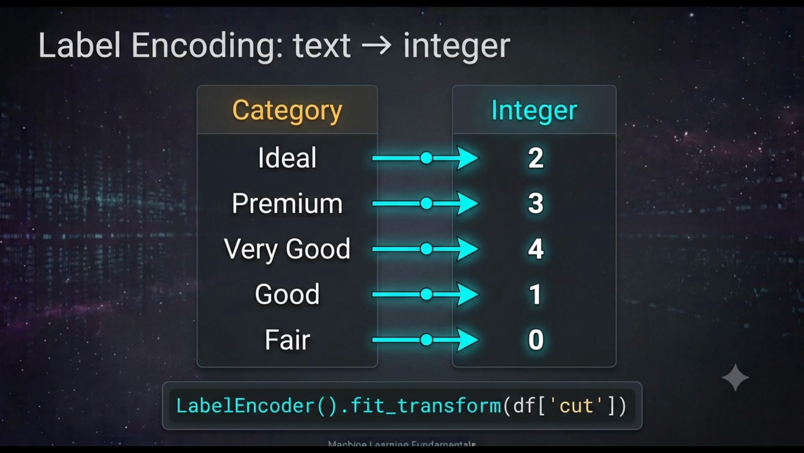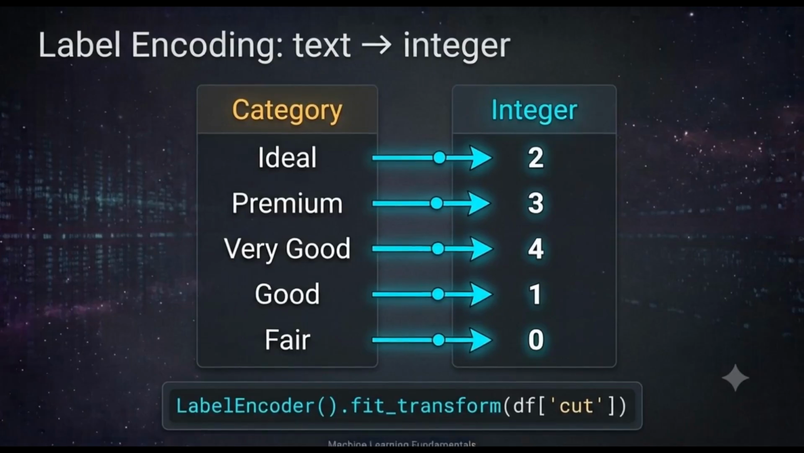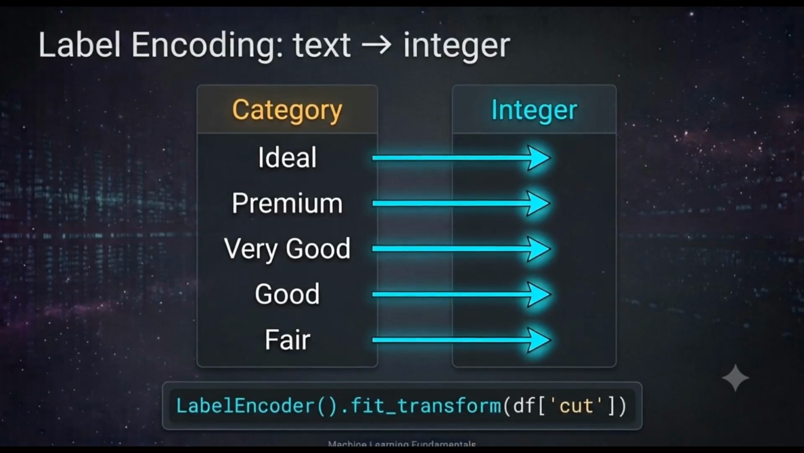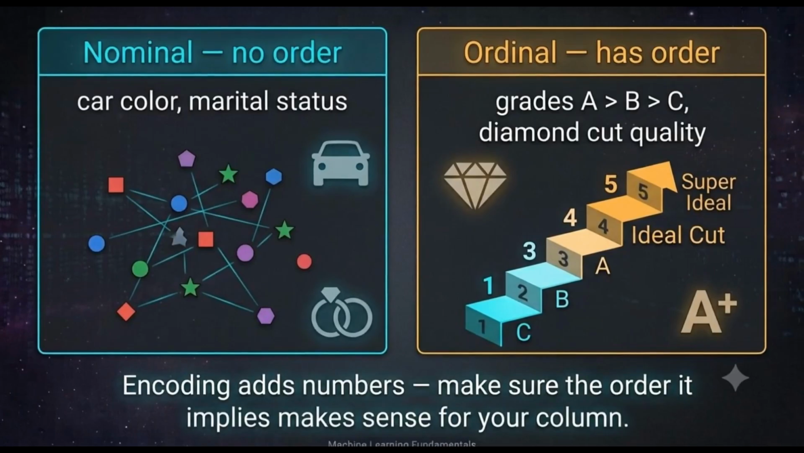Before we encode, it helps to recognize that categorical data comes in two flavors. The first is nominal, where the categories have no natural order. Think of car color or marital status. Red isn't more than blue, it's just different. The second is ordinal, where there genuinely is an order. Think of letter grades. An A is better than a B, which is better than a C. Knowing which flavor you have matters, because plain label encoding assigns numbers that imply an order, and that's a clean fit for ordinal data, but something to be thoughtful about with nominal data.